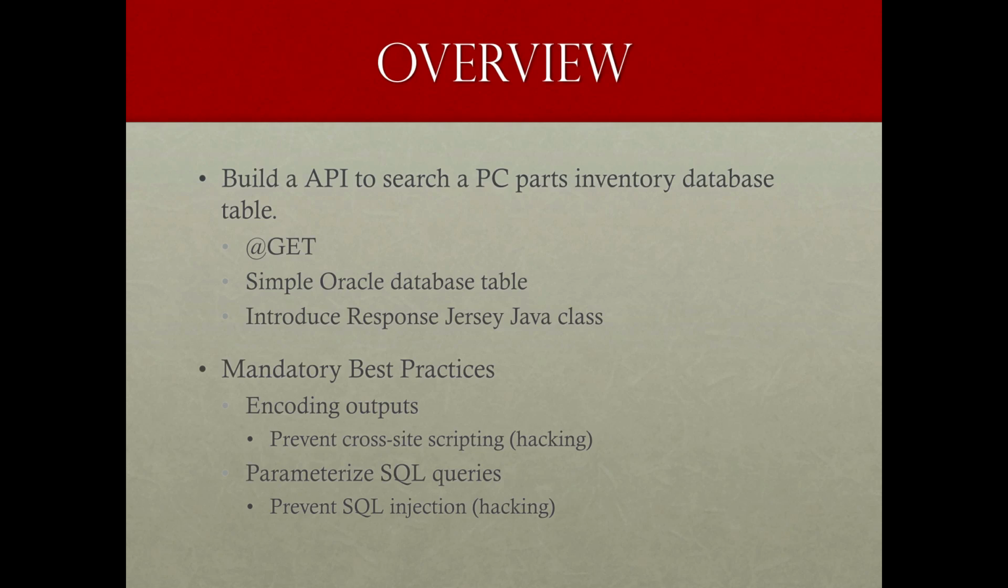So basically we're going to have a whole bunch of computer parts in a database, and we're going to manage how to search through it and how to see what's available through an API. As we build this search resource, I will also be introducing the Response Jersey Java class, which will allow us to build custom HTTP messages. Lastly, we will be going over mandatory best practices that you will need to know about. Cross-site scripting and SQL injection are very dangerous, but they're also very easy to prevent. This is something that all developers should know about.